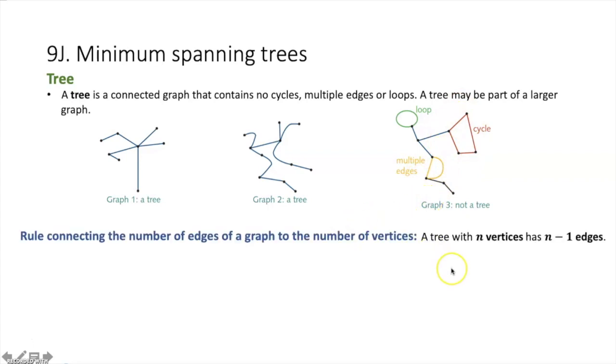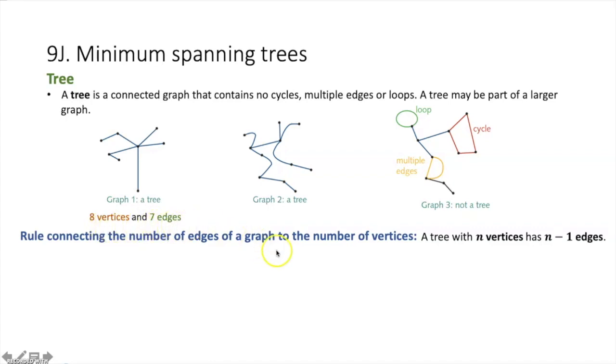So in a tree, if you are given n vertices, then for the number of edges, we can use the formula n minus 1. Okay, let's go back to have a look at graph 1. If we count the vertices 1, 2, 3, 4, 5, 6, 7, 8, we have 8 vertices. Then for the number of edges, we have 1, 2, 3, 4, 5, 6, 7. As you can see, we have 8 vertices. Number of edges is 8 minus 1, which is 7.